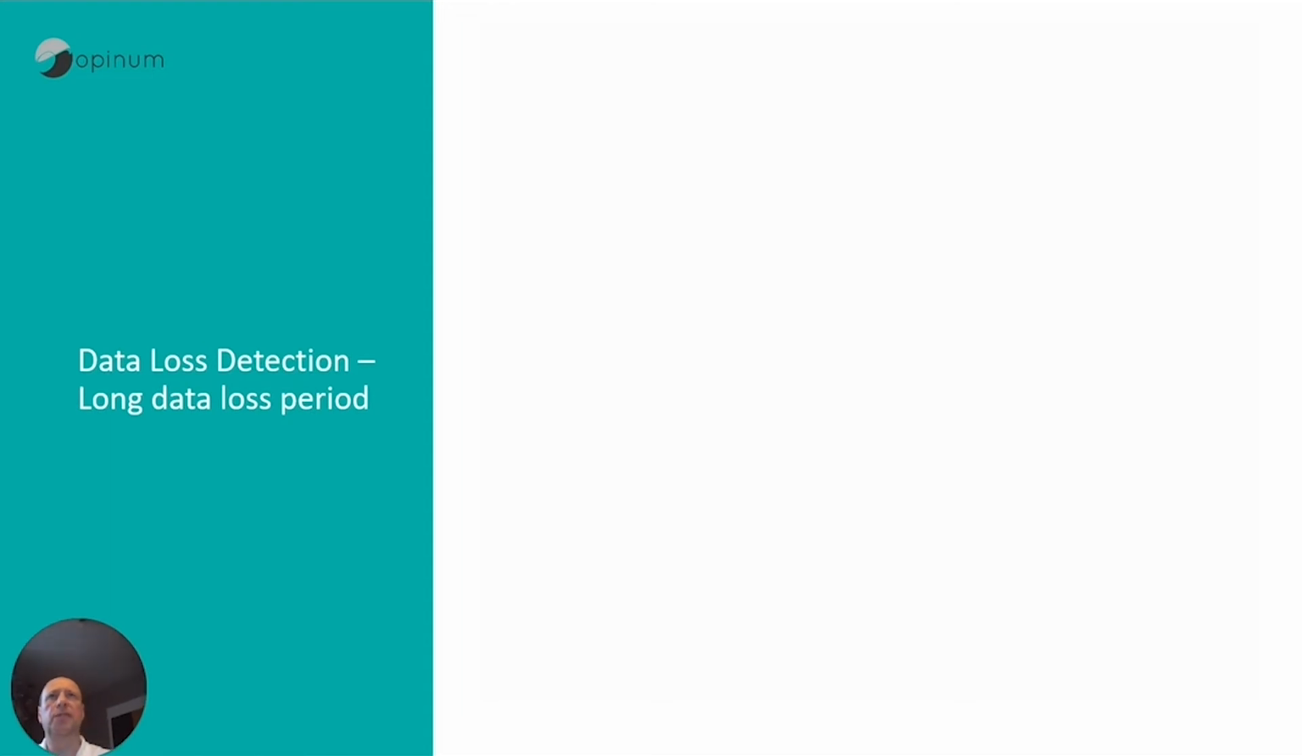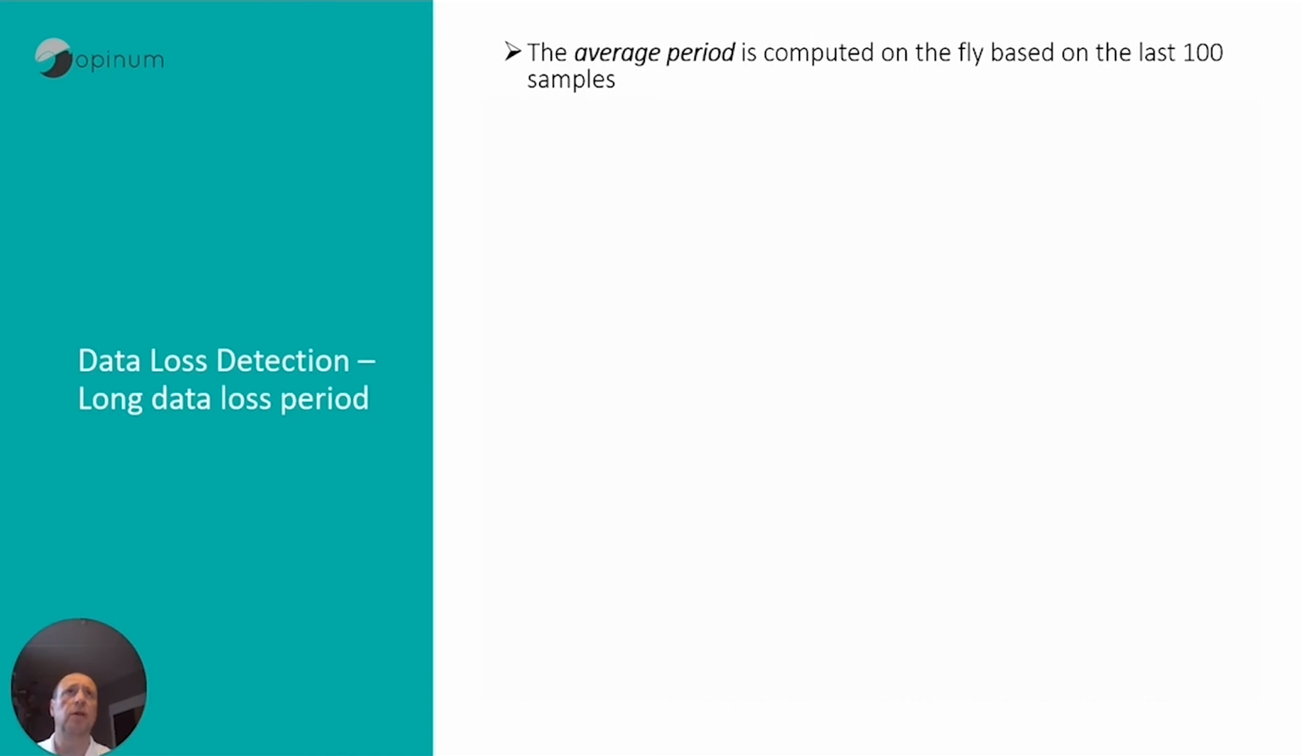So, how does this feature work? There are two important notions. The first one is the average period of the signal. The purpose of the data loss detection is to detect that in a given period of time there is no data point that entered the database. So this period is determined by a factor applied to the period of the signal, but we don't use the period that is declared in the variable itself. We will compute the period on the fly.